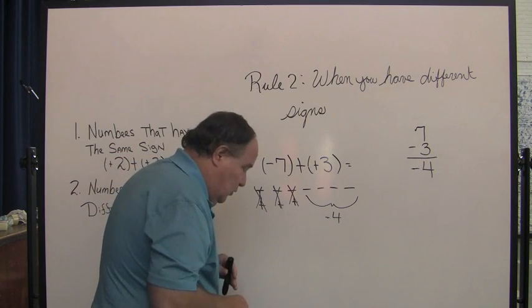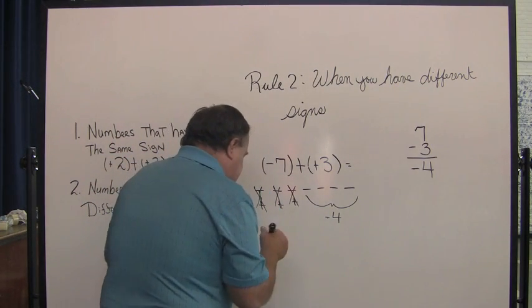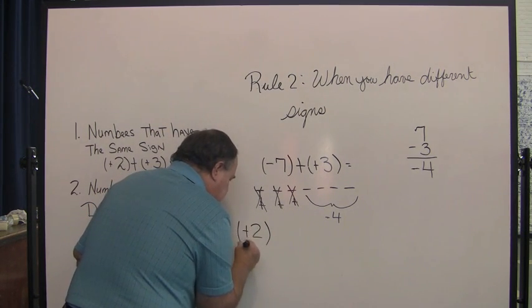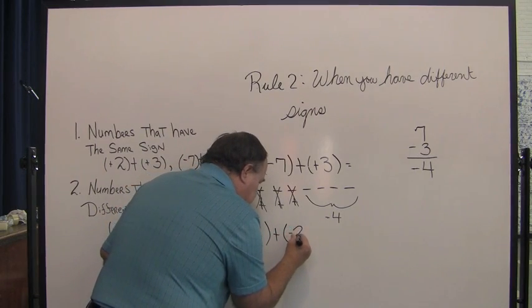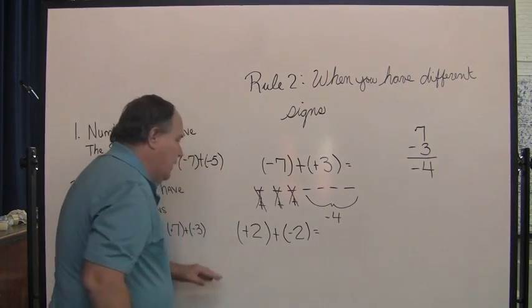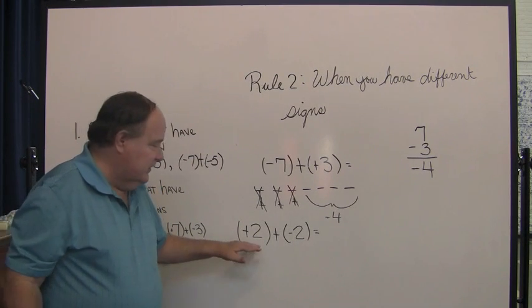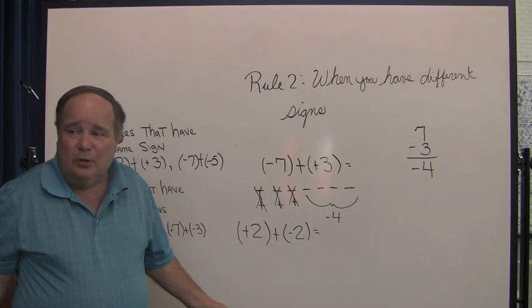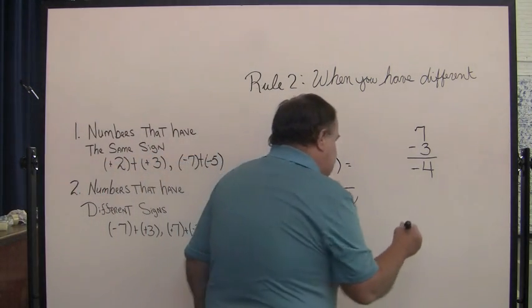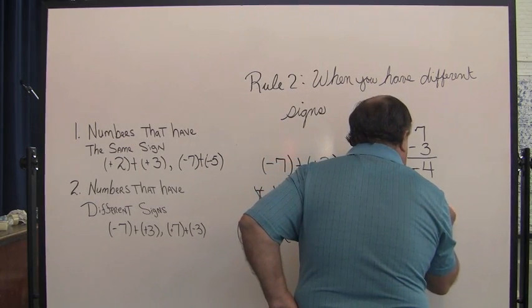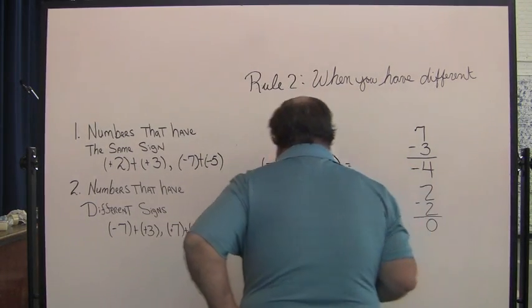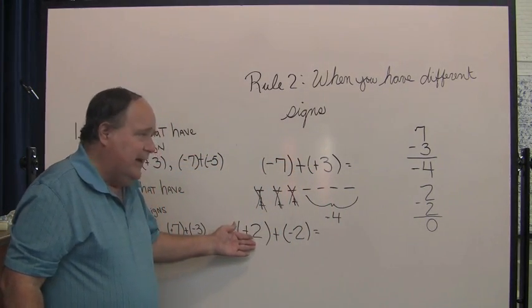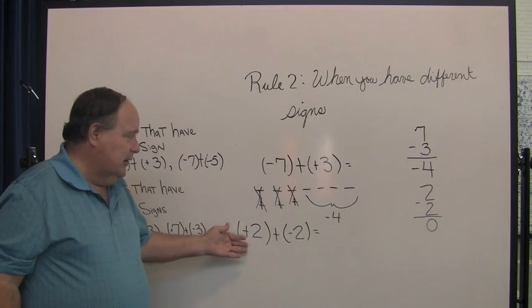Now, there's one problem that's just a little bit different. What if I had a plus 2 plus a negative 2? If we follow my rule, because these are the same, we don't really have a smaller value, so we subtract them from each other. I get 2 minus 2, and that gives me a 0. And I don't have a numerical value that's bigger than 2. They're both 2, and they're a plus or minus.